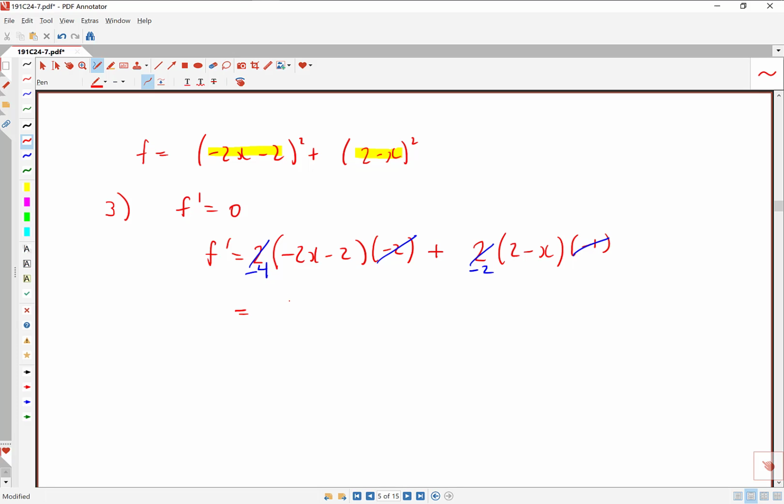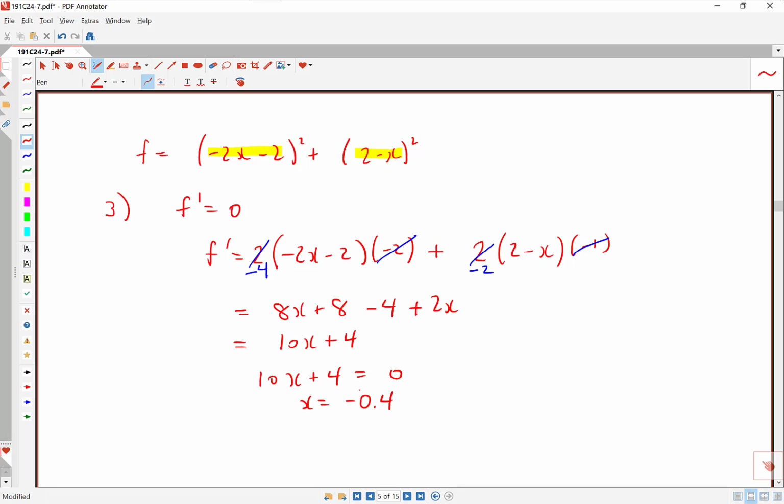So let's start to expand this out. This would be 8x plus 8 minus 4 plus 2x. So in other words, 10x plus 4. Okay, and we want to set this equal to 0. So 10x plus 4 equal to 0 tells us x equals -0.4.